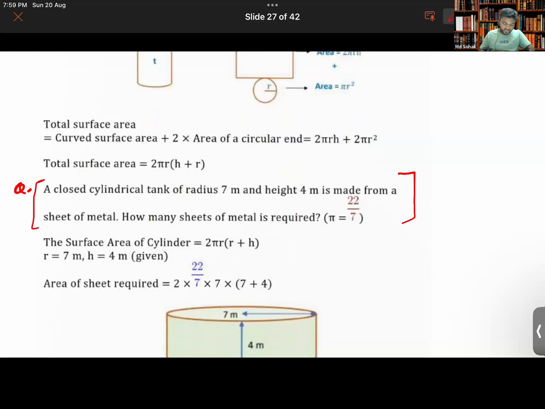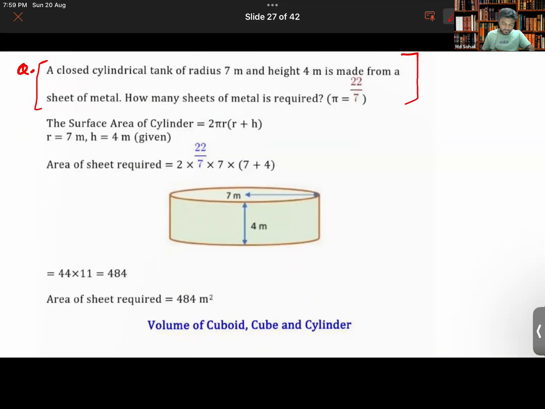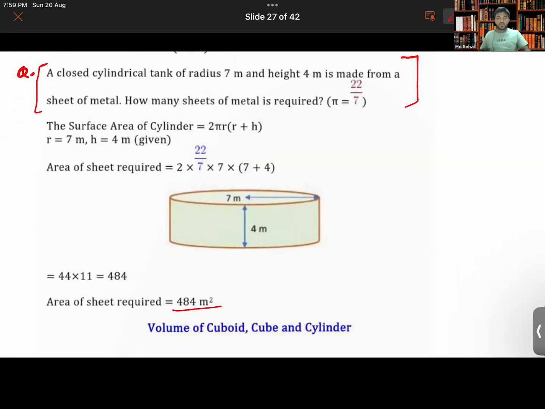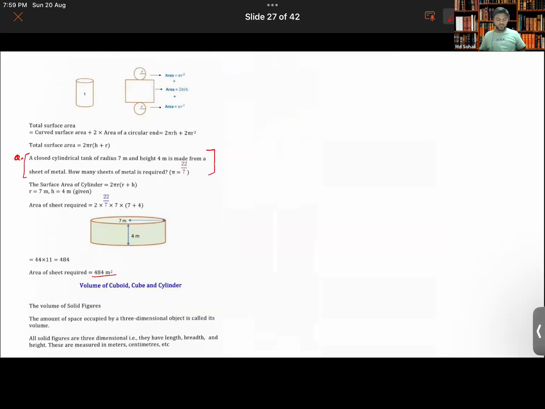Now look at this solution here. Okay, correct. 484 square meter. Very good. So the surface area part of the chapter, which we have discussed regarding 3D figures, any confusions in that too? Arhan and Arham, any confusions? No, sir. Okay. Arhan? Yes, sir. Okay. Any confusions? No, sir. Okay.